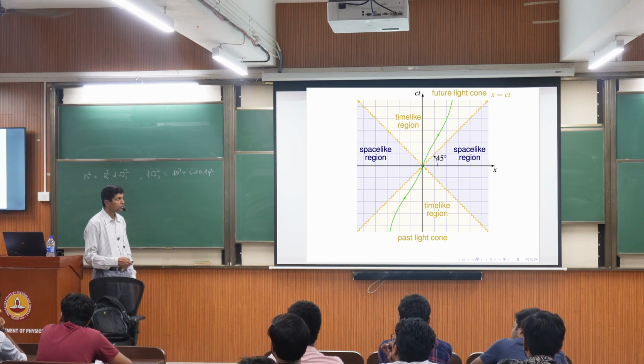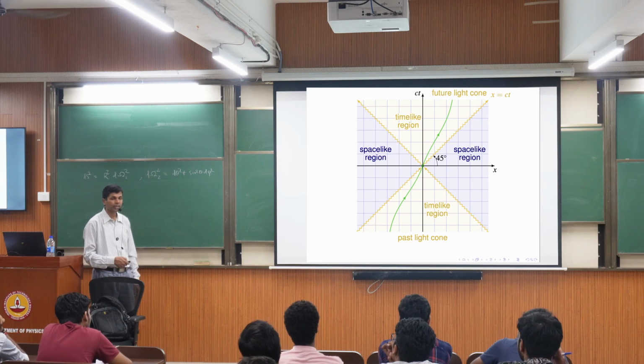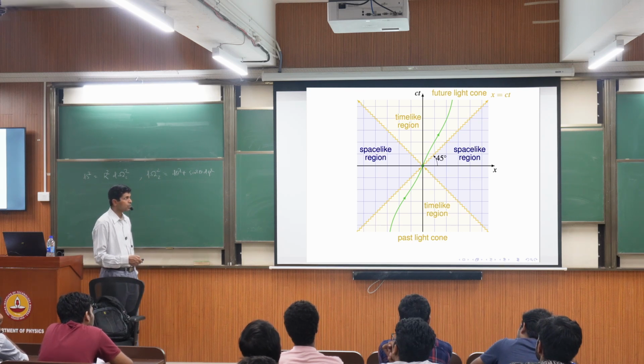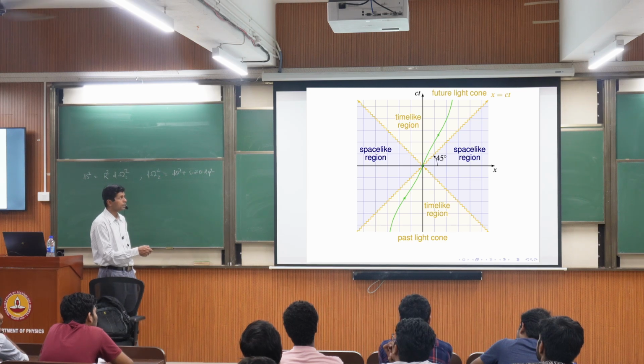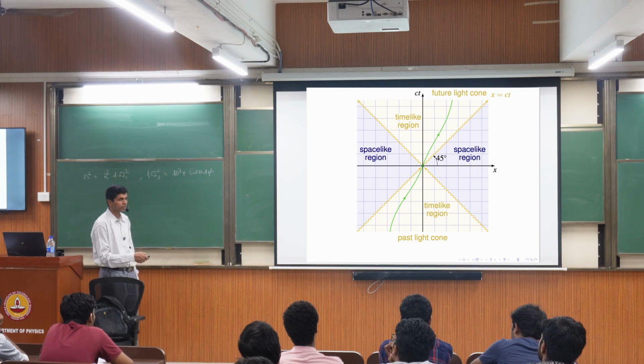So suppose you just send a light signal from the origin. It can either go to the left or it can go to the right. This is what the light signal will trace in this graph, because remember, this is ct and this is x. When you want it to go one unit of length, it will take this much interval of time. Therefore, you get a straight line at a 45-degree angle this way.